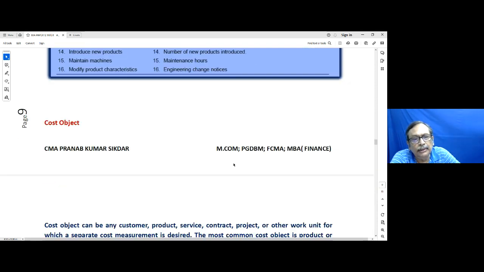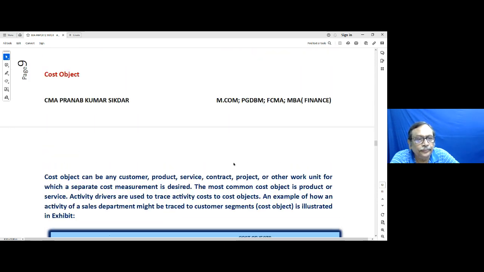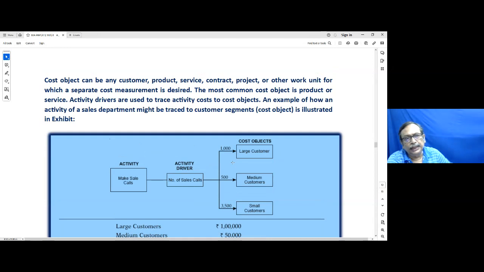Now we are coming to the perception which is called cost object. Now what is a cost object? A cost object can be any customer, product, service, contract, project or other work unit for which a separate cost measurement is desired.